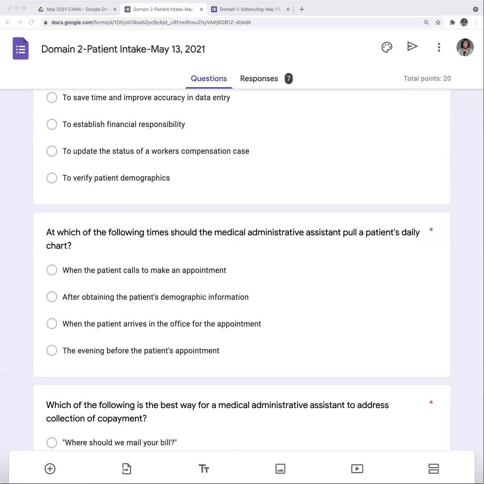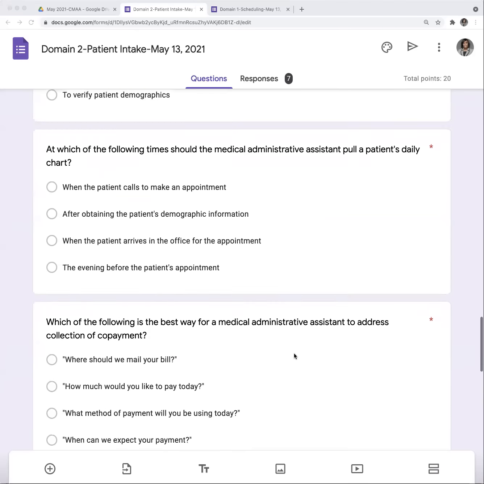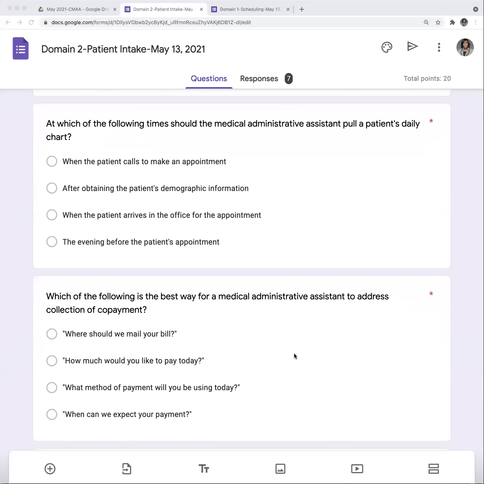When the patient calls the evening before the appointment, which of the following is the best way to address collection of a copayment? How much would you like to pay today? No. What method of payment will you be using today?